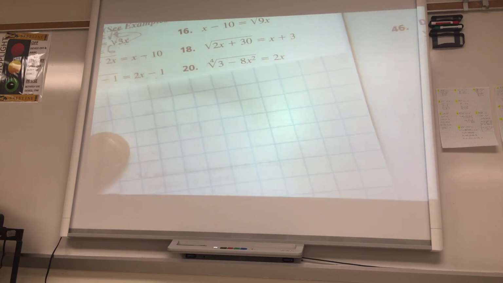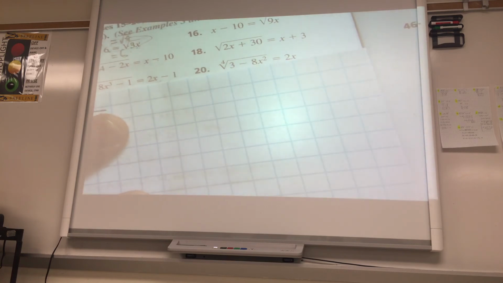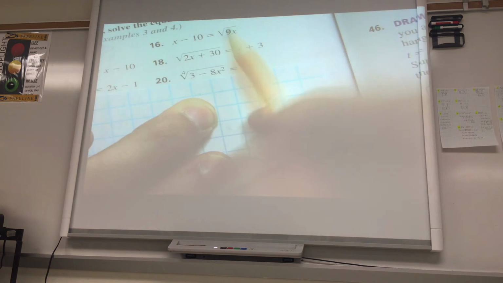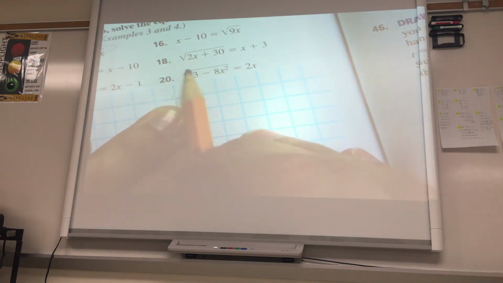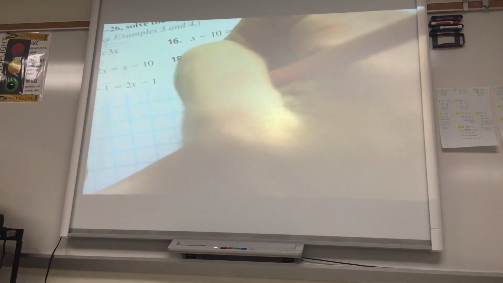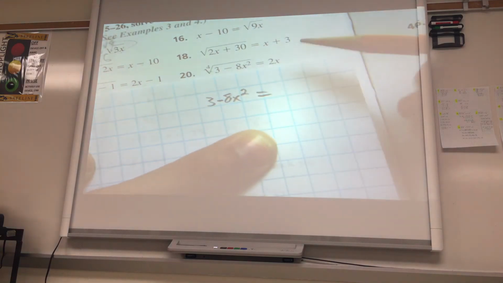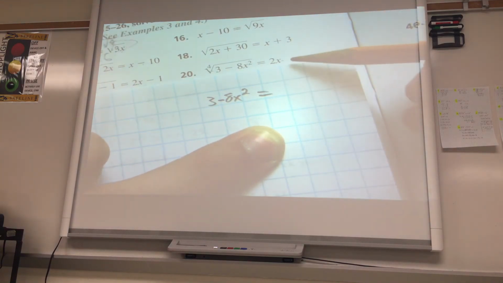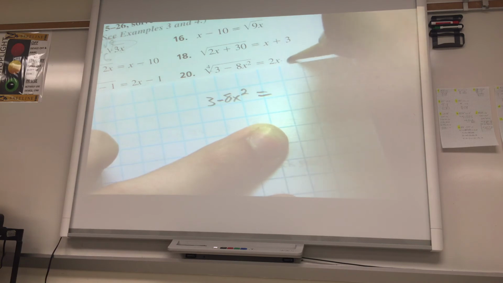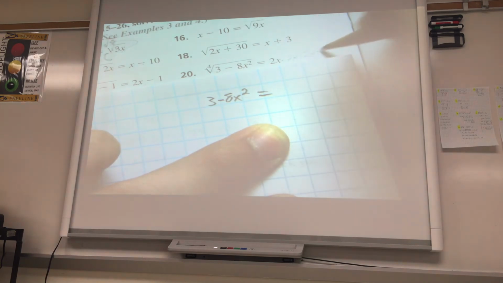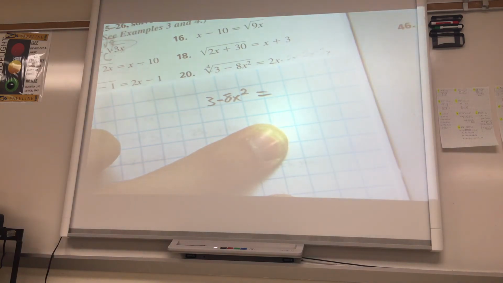All right, let me do number 20. I like 20. So 20 would be the radicals isolated, so to get rid of that, I would have to raise it to the 4th power. So I end up having 3 minus 8x squared equals this to the fourth power. So that to the fourth power, remember, is 2x times 2x times 2x times 2x. Like that. So you end up getting 16x to the fourth.